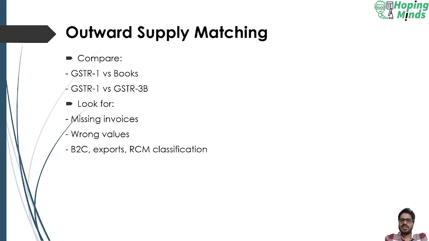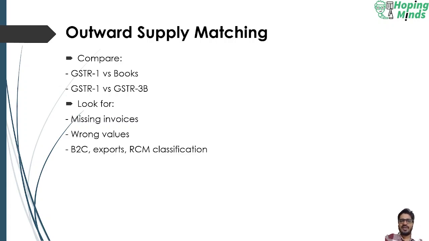So what reconciliations are required to be made in case of outward supply? That is GSTR 1 versus the books of accounts. So all the sales data must be reported in the GSTR 1 return, and hence the outward supplies as per GSTR 1 and as per the books of accounts should match with each other. Any discrepancies must form part of reconciliation.